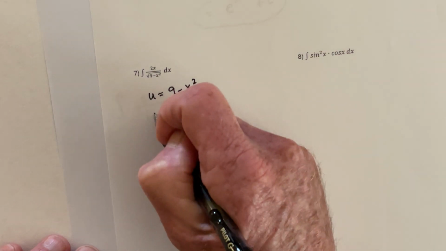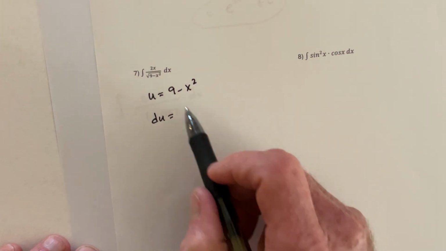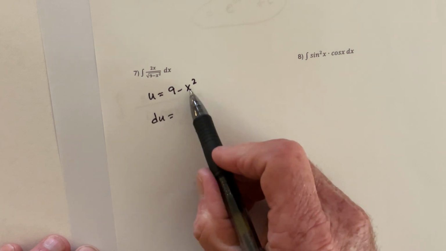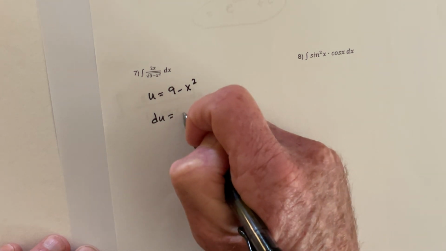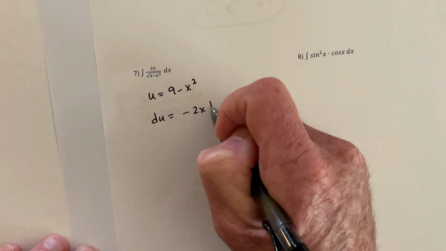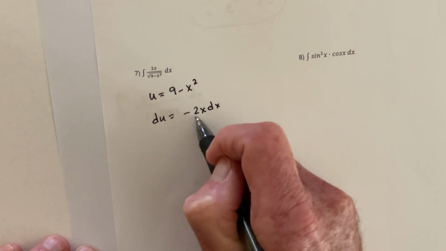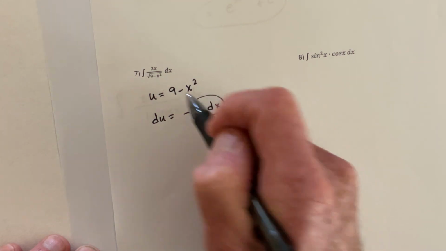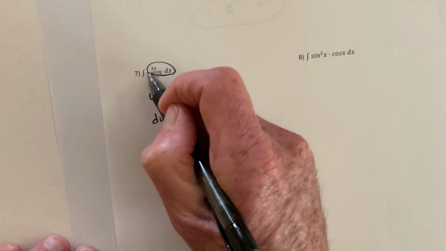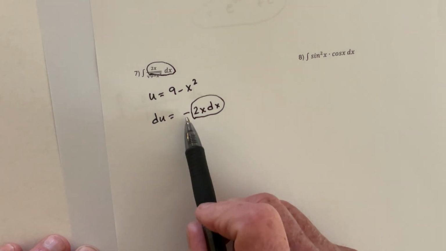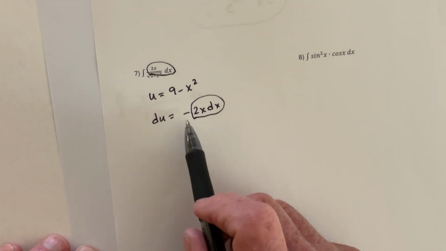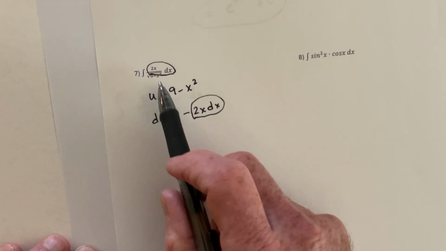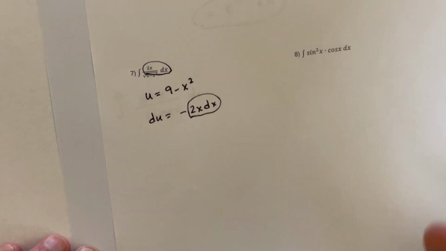And the reason for that is because when you take the derivative, the derivative of 9 is 0, of course, and the derivative of negative x squared is negative 2x dx. And this has 2x dx, and this has 2x dx. So they're matching, other than a negative sign. So you just need to move the negative to the other side and then do the u substitution.